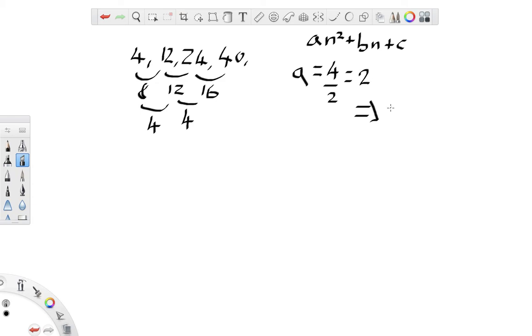So therefore, so far, we have 2n squared plus bn plus c, like that. So we haven't worked out what bn plus c is. So we haven't worked out the values of b or c. We know what a is, of course. That's why we use our table. So we jump straight into our table. So we take our original sequence. So that was 4, then it was 12, 24, and 40.